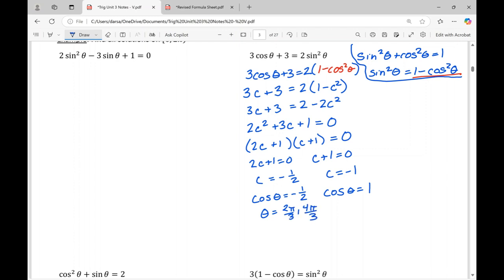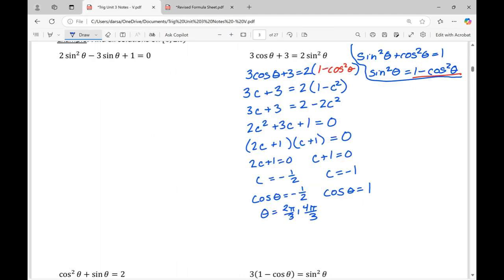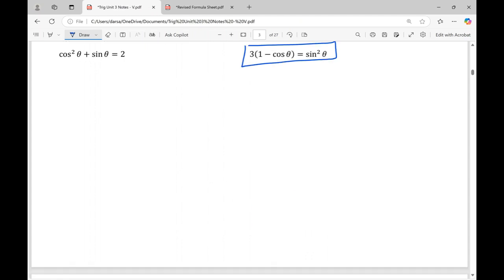Then we want cosine to be a 1. So if we go back to our unit circle, we want the x to be a 1. Well, that only happens here at 0 radians. So our third answer will be 0 radians, and we get 3 answers to this equation. Let's move on by trying this function.